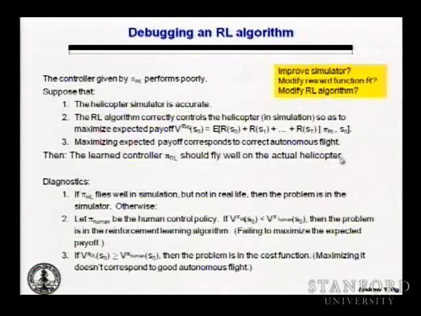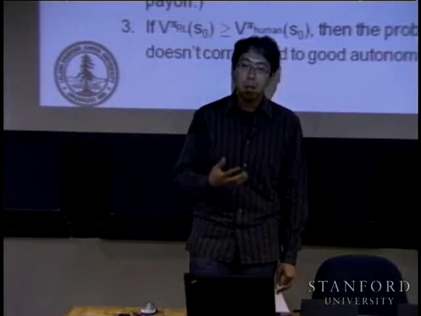And lastly, the last test is this: if the inequality holds in the opposite direction, so if the reinforcement learning algorithm obtains a higher sum of rewards on average than the human, but the reinforcement learning algorithm still flies worse than the human does, then this suggests that the problem is in the cost function, in the reward function, because the reinforcement learning algorithm is obtaining a higher sum of rewards than the human, but it still flies worse than the human. So that suggests that maximizing the sum of rewards does not correspond to very good autonomous flight.